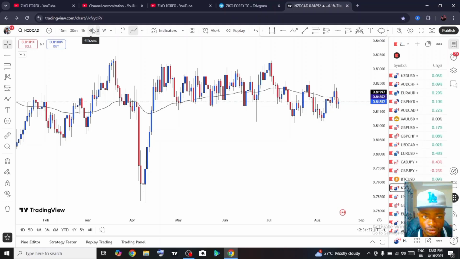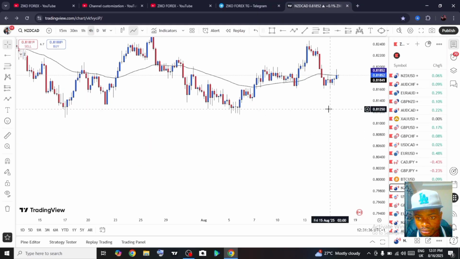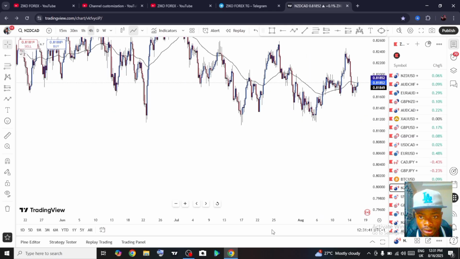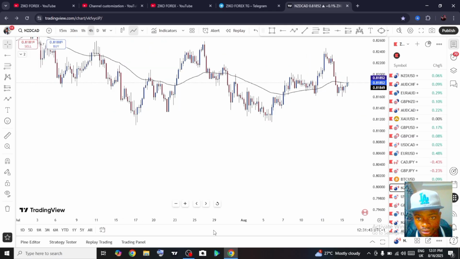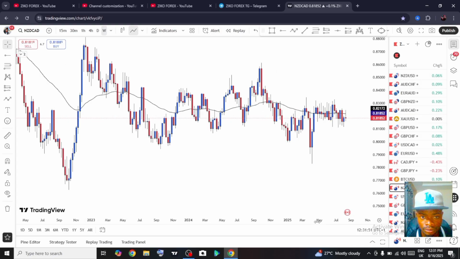Hmm. 4-hour time frame. I don't know, but it looks like 4 hours is looking like sells. Let's see how the weekly looks. I don't like it.